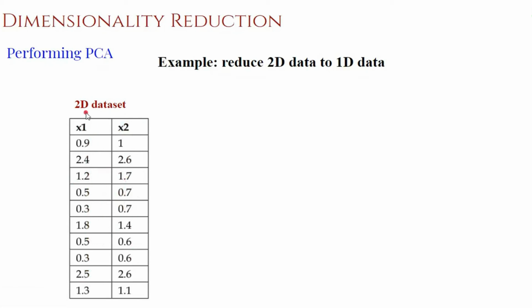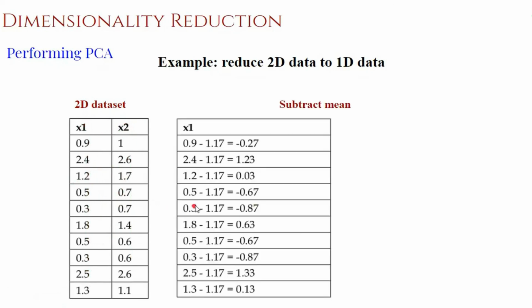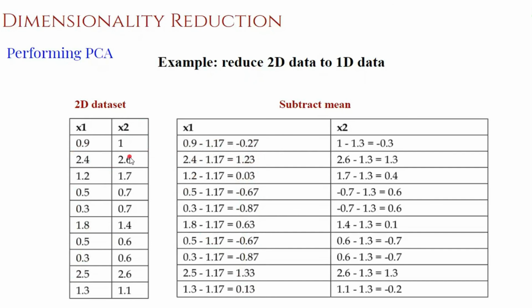So you will find the average of x1 and x2 separately, and then we do a mean shift. That means you subtract the mean. If 1.17 is the mean value of all these 10 numbers, you take that mean and subtract it, so what you end up with is mean shifted data. So we subtract the mean from x1. Similarly, we apply the same operation to x2 as well. If 1.3 is the average value of x2, we take that and subtract it here. So now we get a mean shifted x1 and x2.